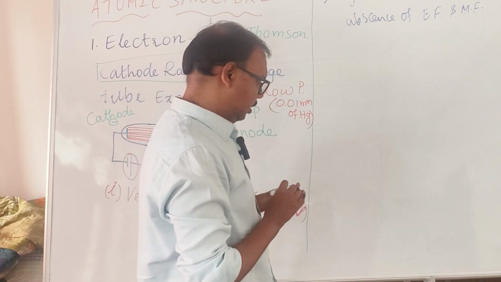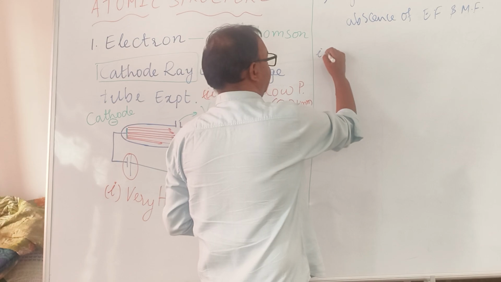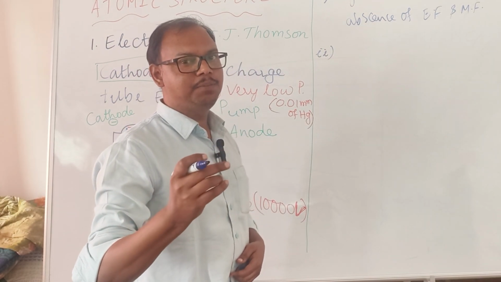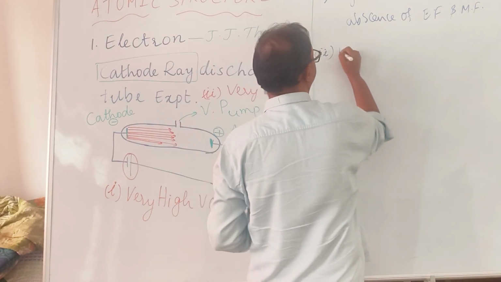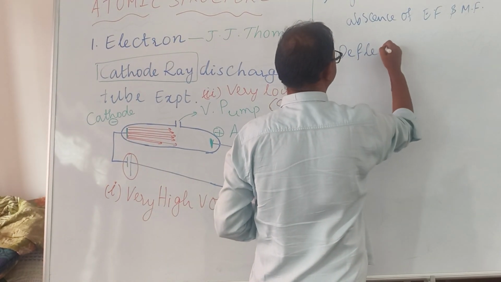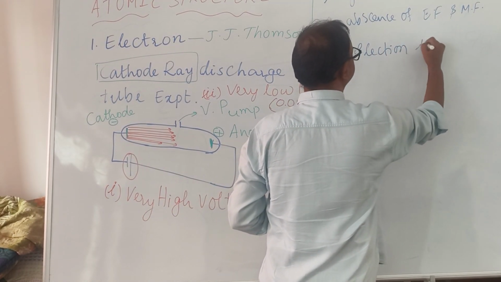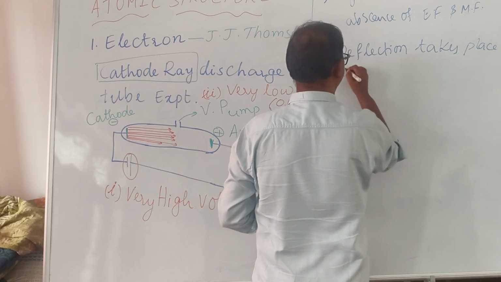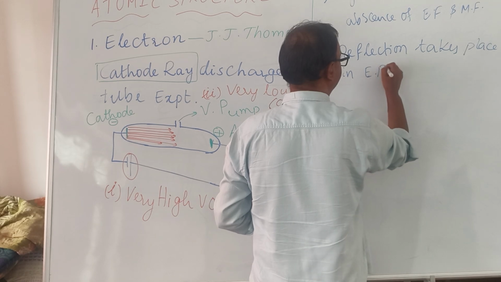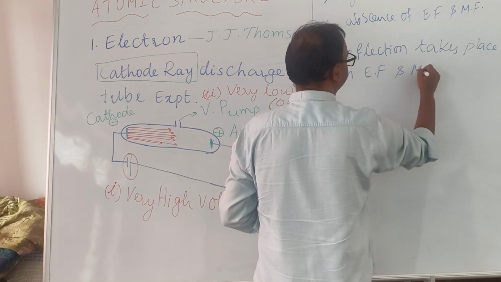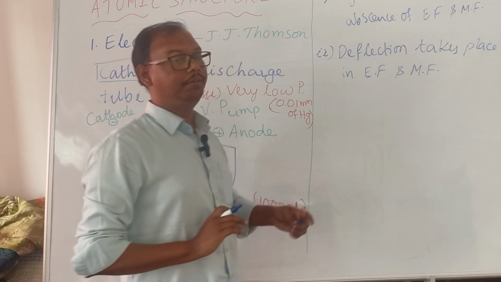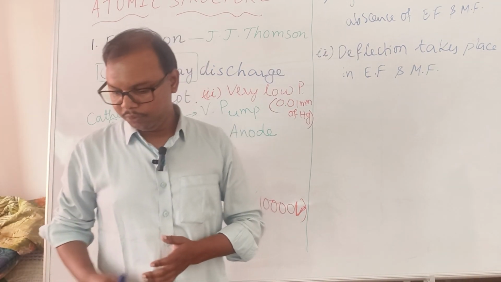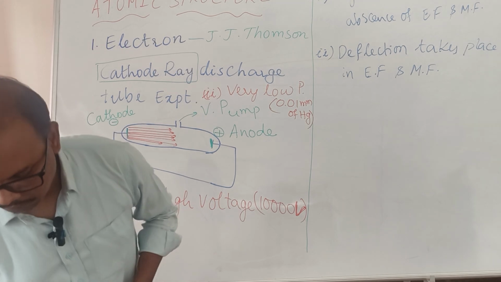Second one is what? Deflection takes place in presence of electric and magnetic field. In electric field and magnetic field, deflection takes place. We can say that. And one more important point you can see here.